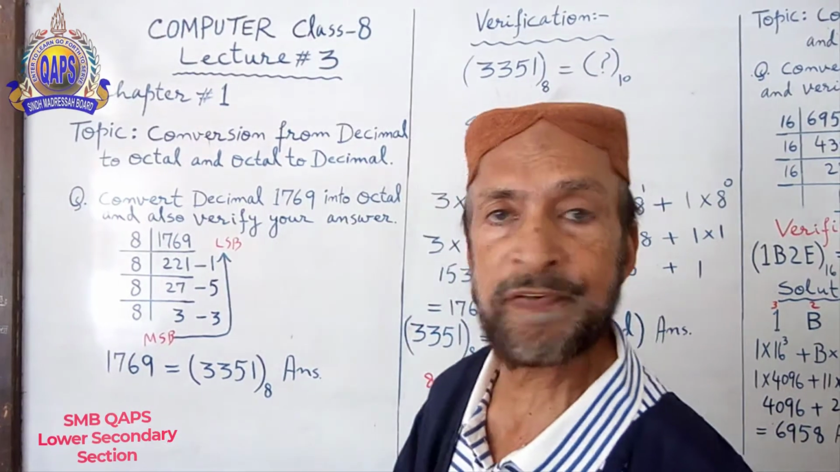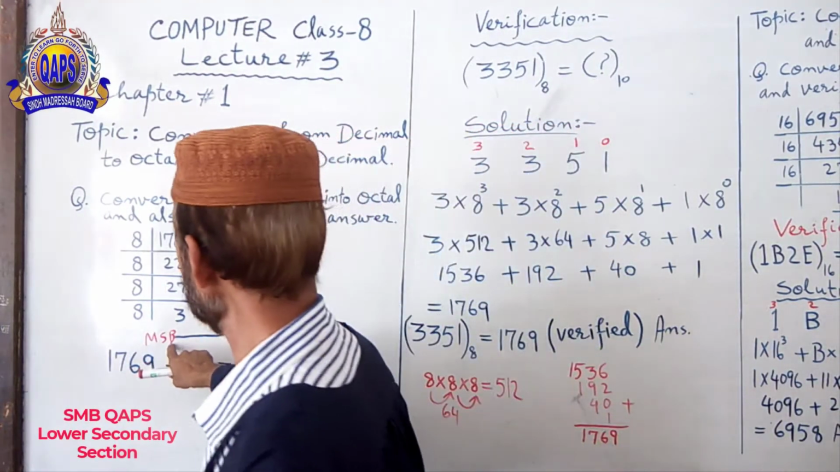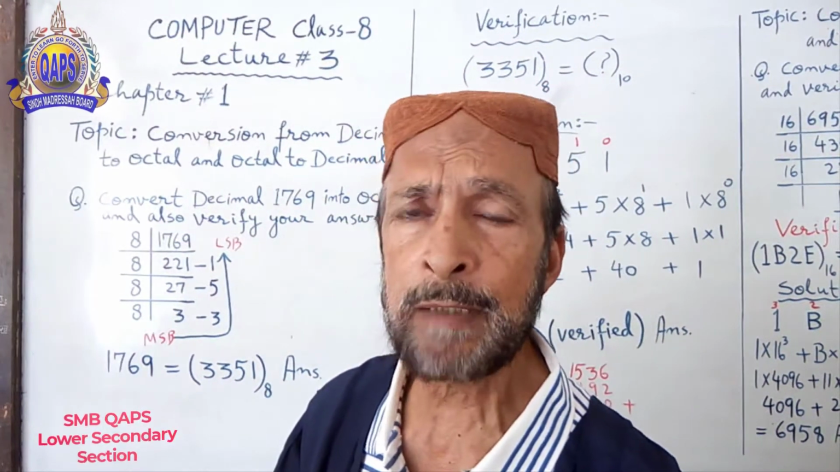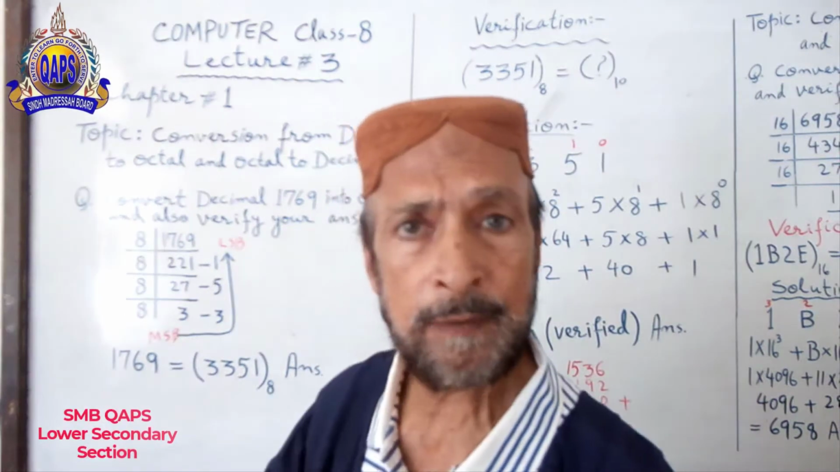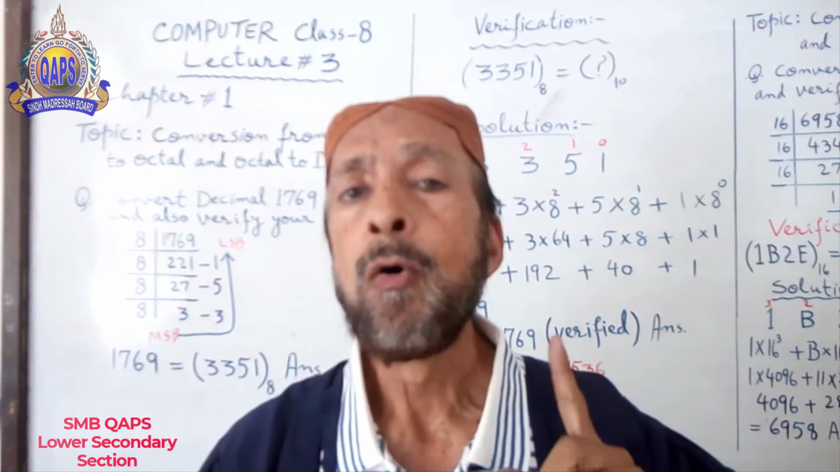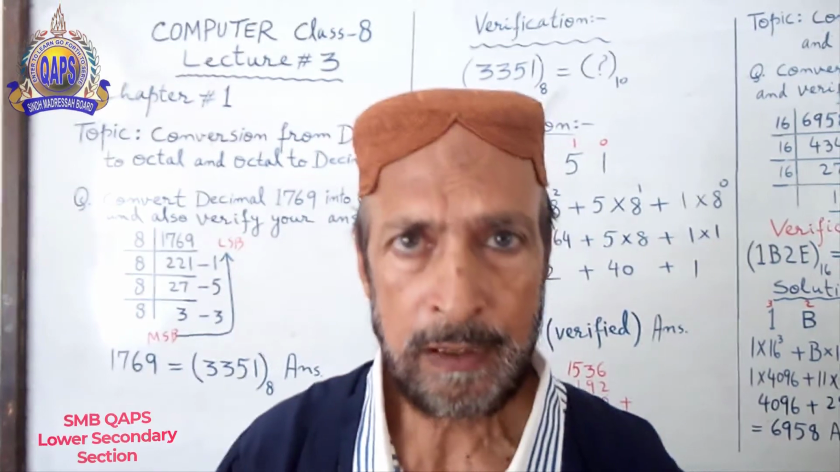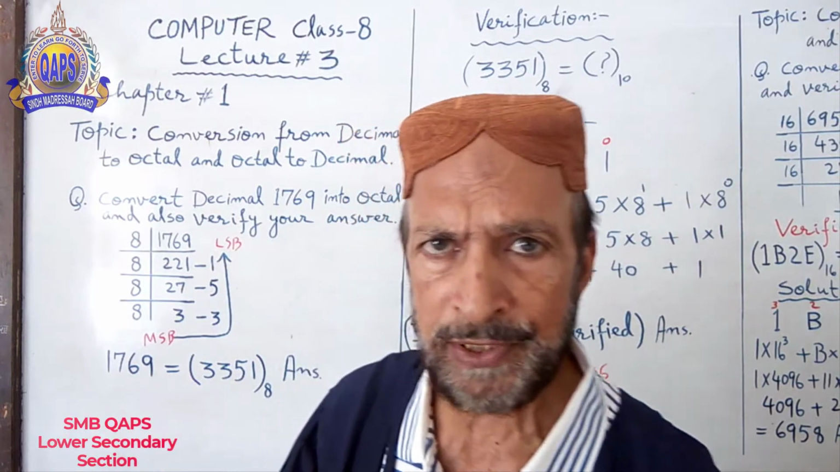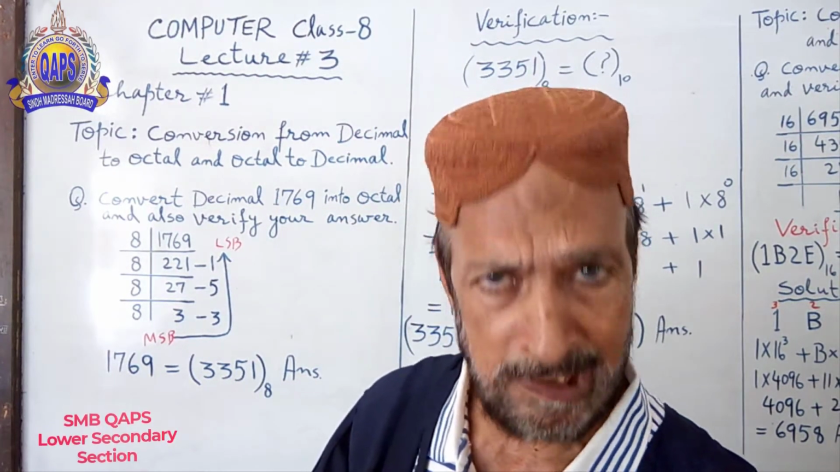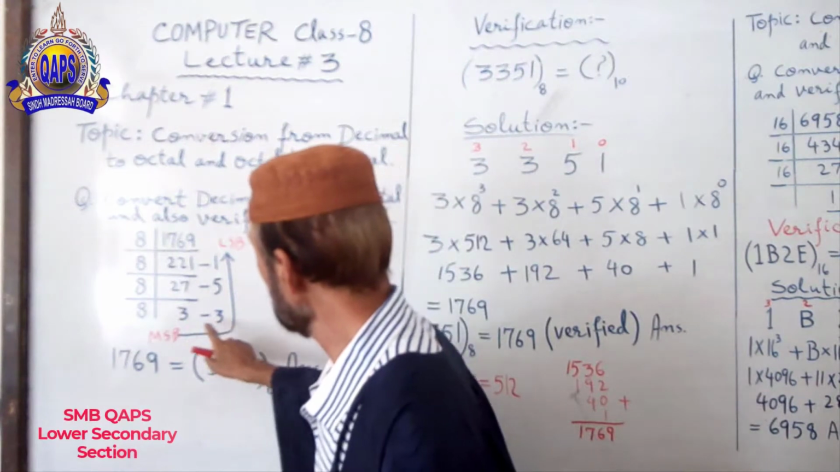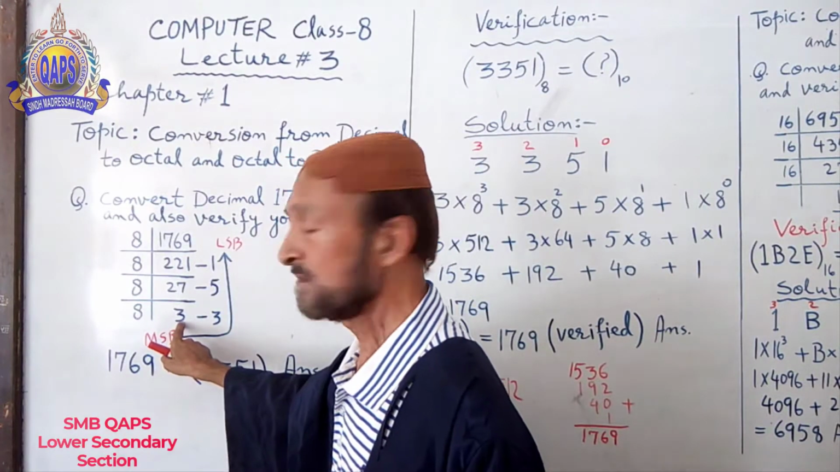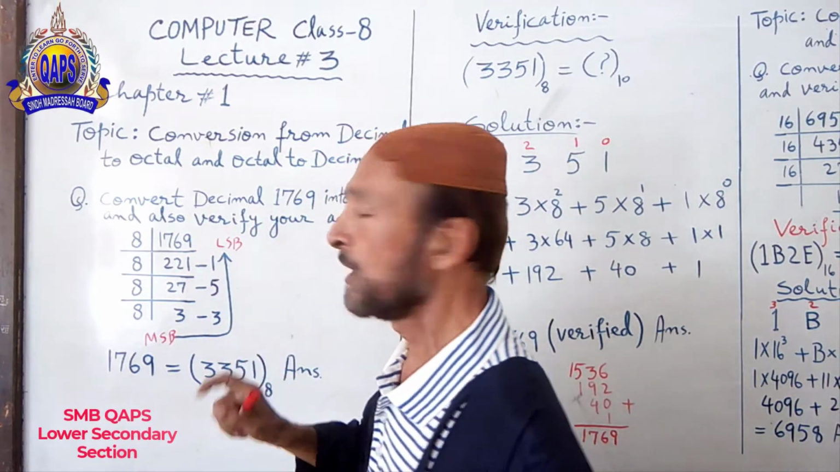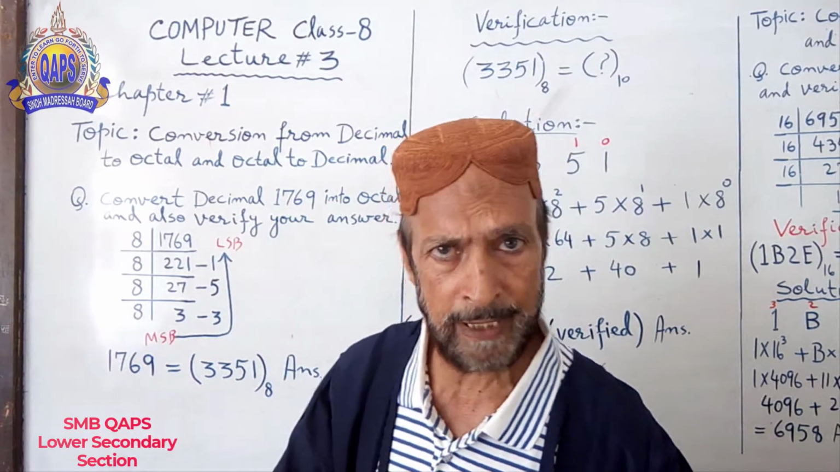We will start writing from MSB to LSB. Did you remember what does it mean by MSB and LSB? MSB most significant bit, LSB least significant bit. So start writing from MSB. Answer will be 3, 5, 1.